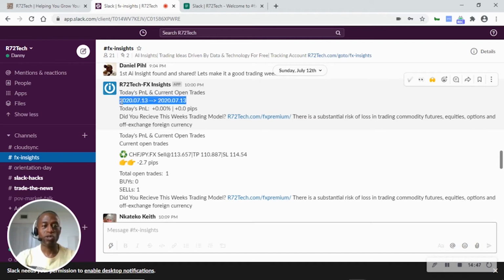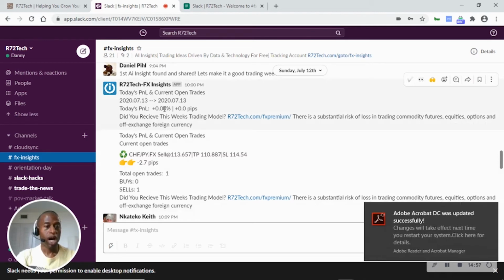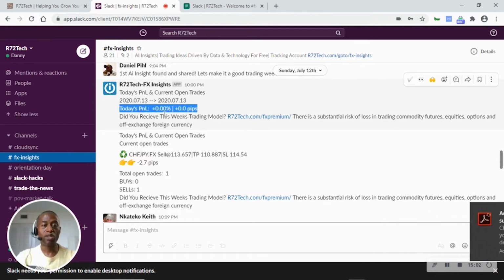Now, mind you, it's using the date from the server, so it's in European time, so that's why it's showing 7:13. It's going to say today's P&L 0, 0. That means that no trades have closed out yet, and that's why it says 0.